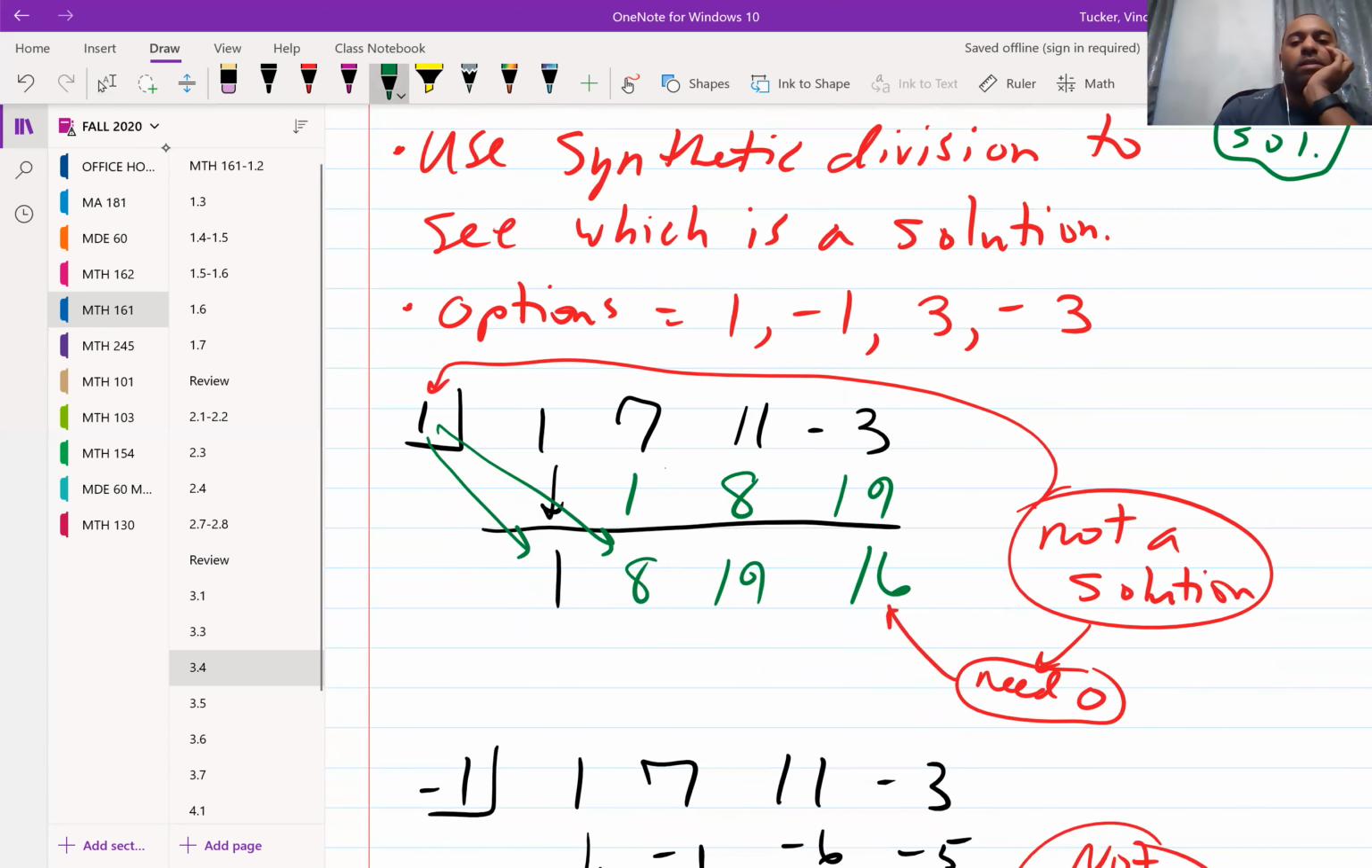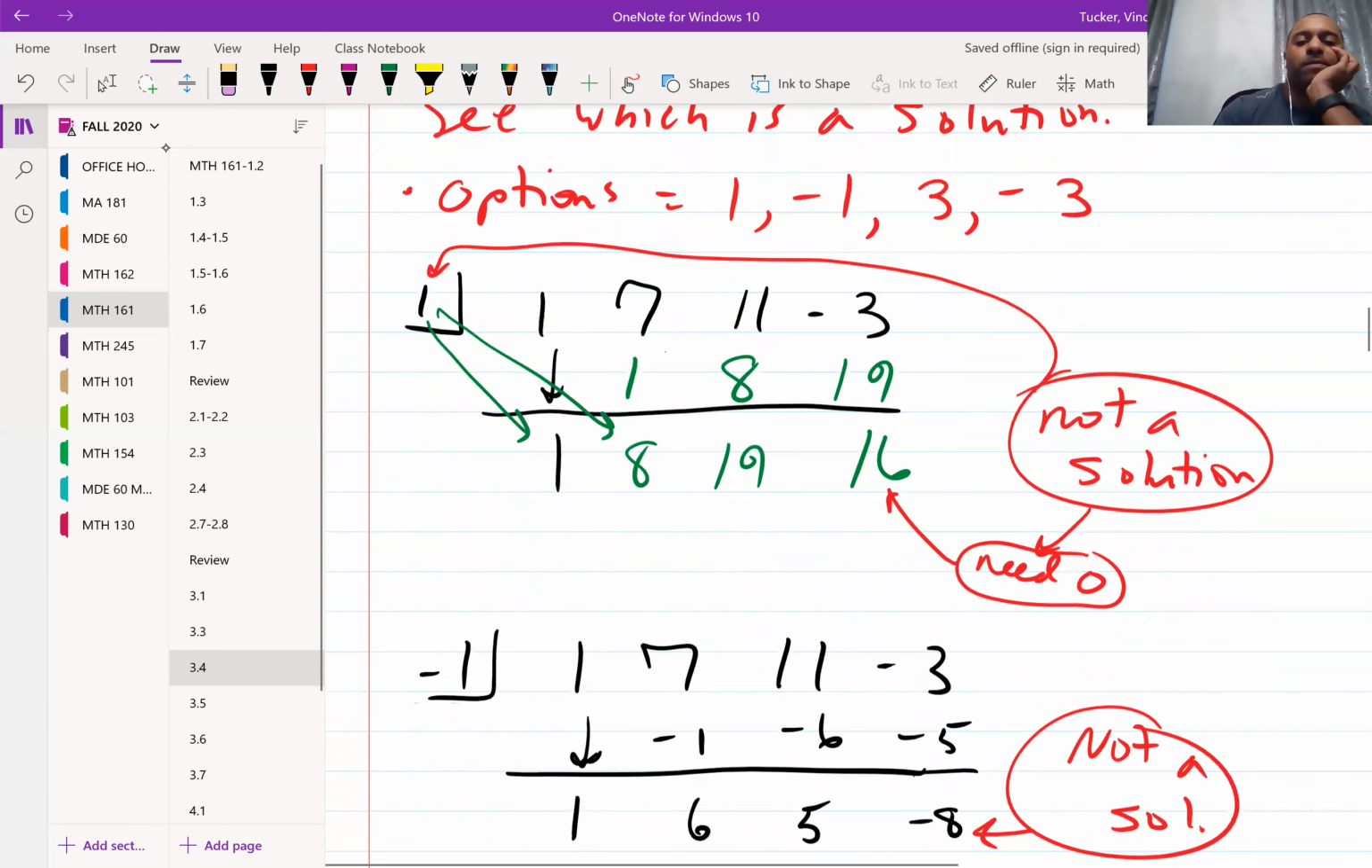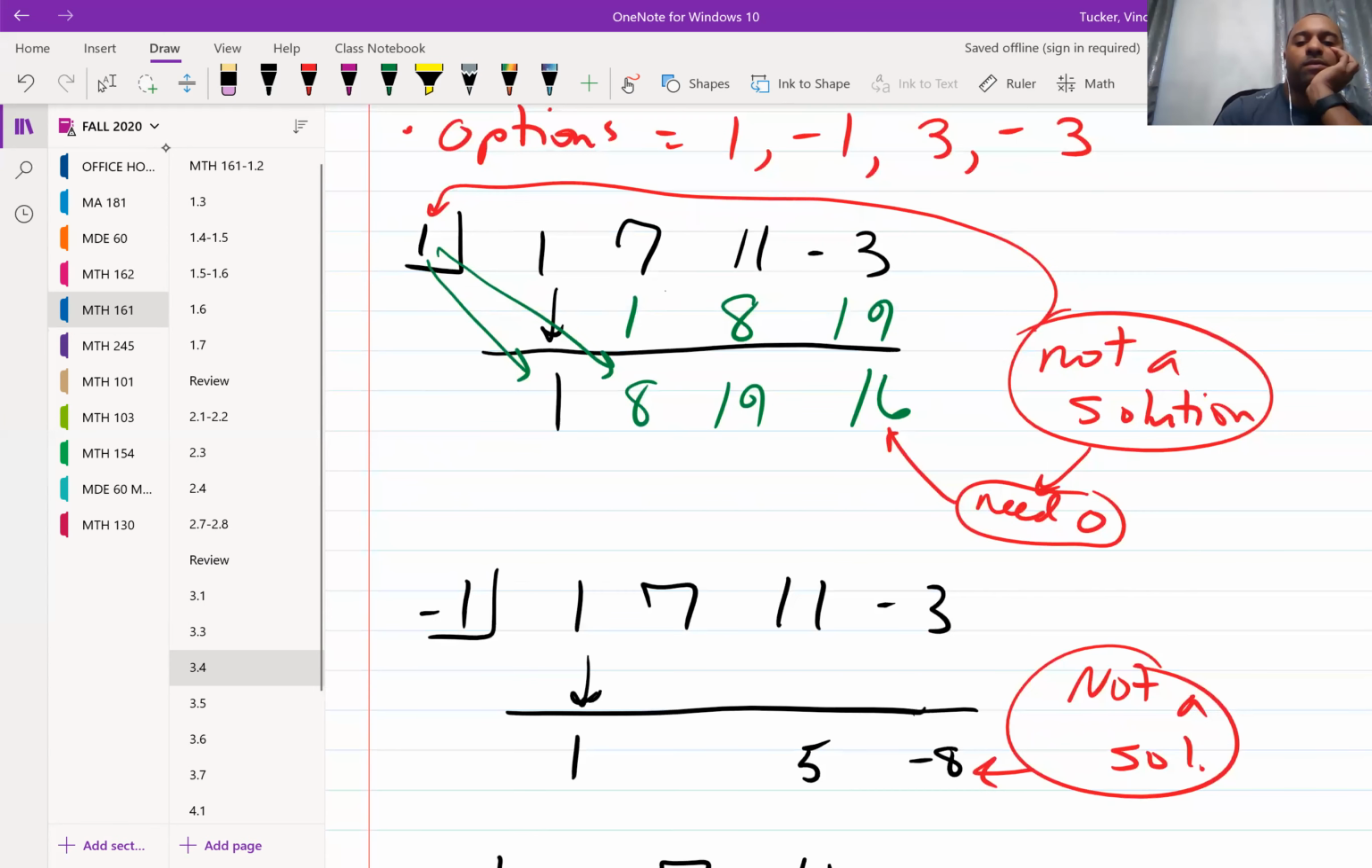So you would try the next one on the list, which is -1. So that's why we have -1 right here. Going through the same process, -1 times 1 is -1. 7 plus -1 is 6. -1 times 6 is -6. 11 plus -6 is 5. -1 times 5 is -5. And then that'll put us at -8 right here. Once again, the reason why it's called a 0 is because you need a 0 right here if it's a solution.